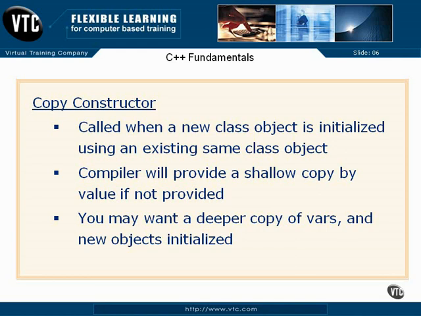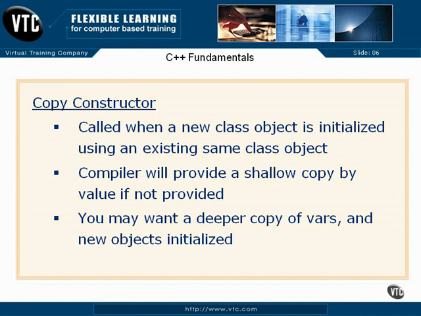Now, if you don't provide a copy constructor, one will be provided for you, and it will perform a shallow copy by value. The values that are in the variables that are members of the class will be transferred one to the other. The trouble is, if you get any kind of a useful class going, you're going to have pointers, you're going to have pieces of memory that you've created in there, new arrays, memory allocations, things like that, and a simple copy by value will not get it.